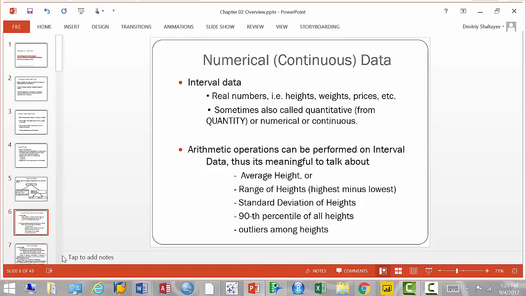And after that, what can I do with this? Well, I can calculate average height. I can see the maximum and the minimum, so I can compute the range. I can compute standard deviation. What does standard deviation measure, by the way?